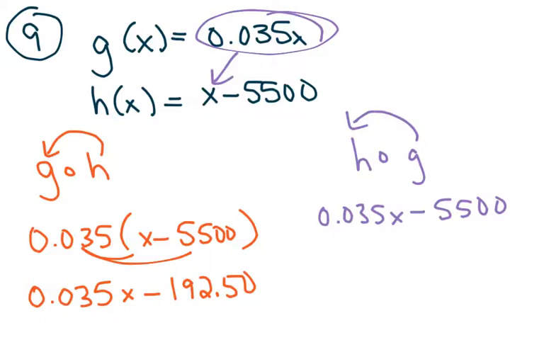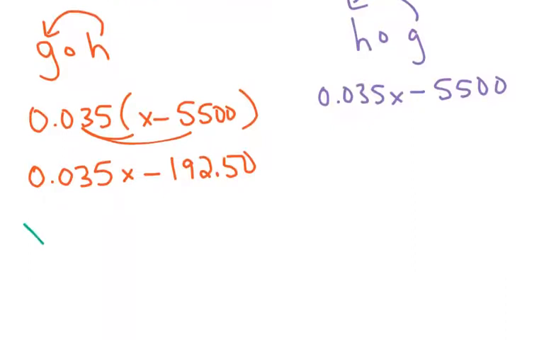Now my next question is, which direction actually works? Well, let's pretend that your sales are 7,000. Why did I pick 7,000? Because in order to get the bonus, your sales have to be over $5,500, so I picked a number over 5,500. So let's say that x is 7,000. So those are your sales. So now let's find out what your bonus is going to be.